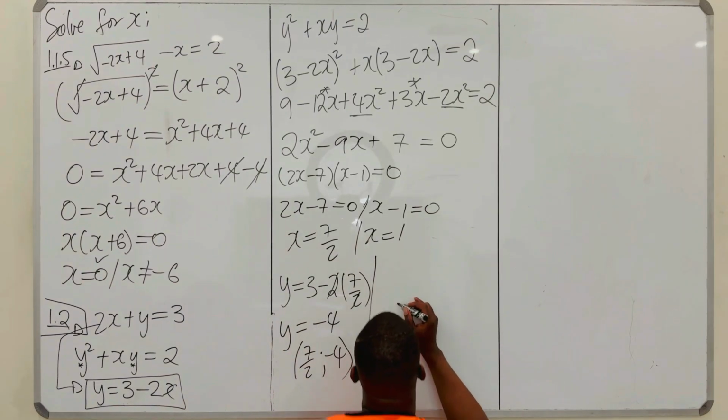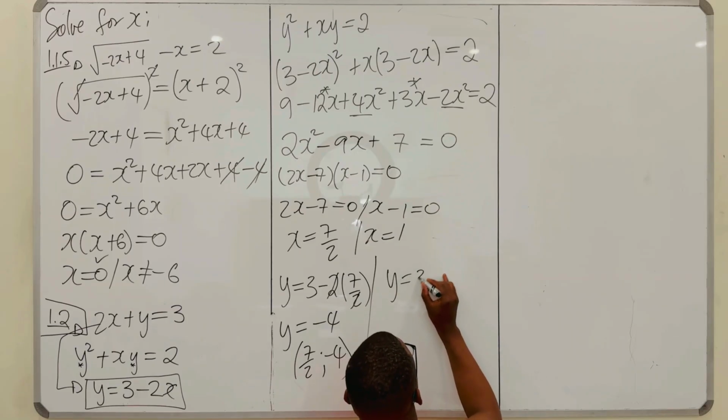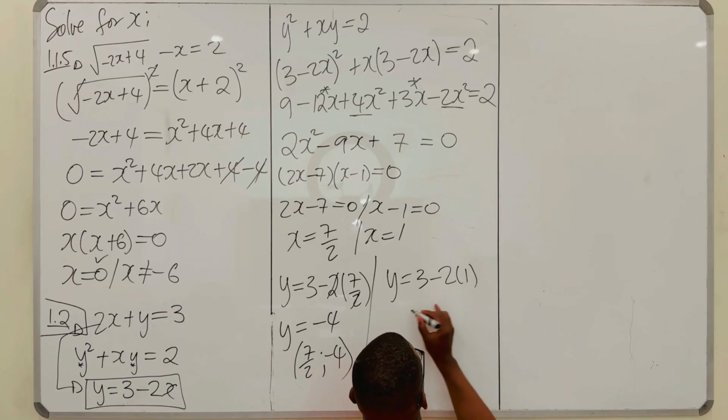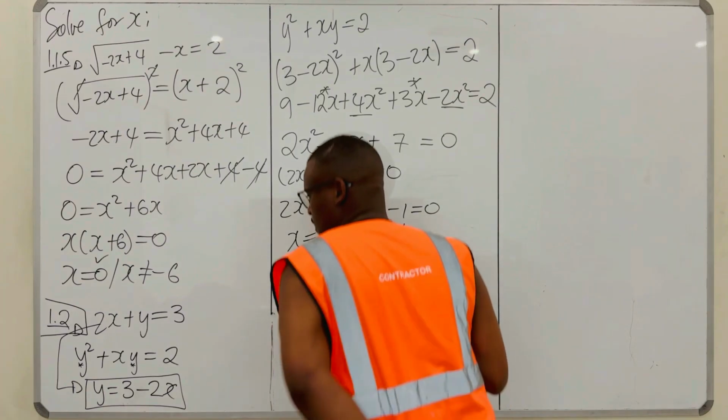So for the second one, if our x is 1, our y is equal to 3 minus 2 into 1. Therefore, your y is equal to 1. So your coordinates are 1 and 1. There we go.